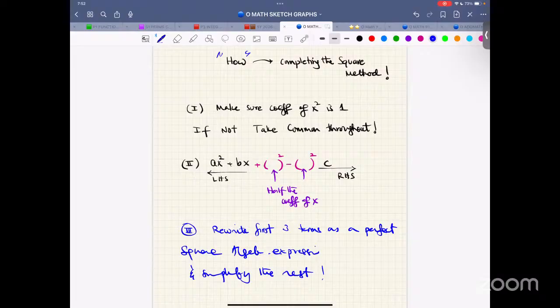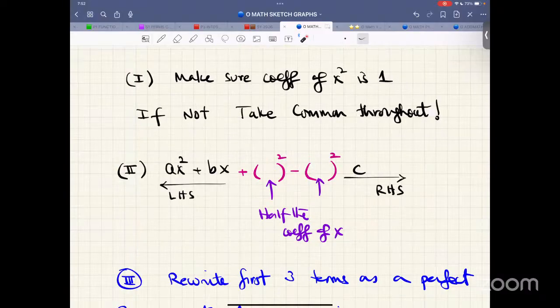So now make sure the coefficient of x squared is 1. If not, take common throughout. Push the two terms on the left, push the constant on the right. First add, then subtract the square of half the coefficient of x. Rewrite the first three terms as a perfect square and simplify the rest.